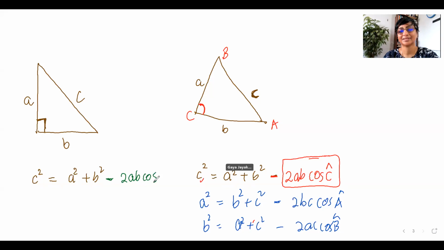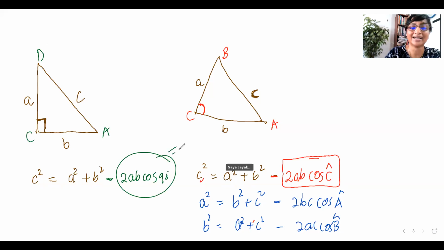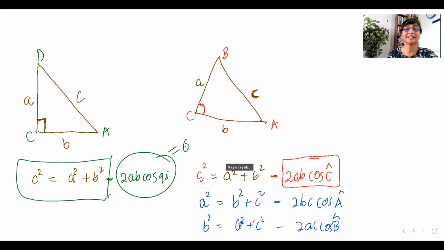So what is C? 90. So cos 90 is 0. That's what happens in Pythagoras theorem.